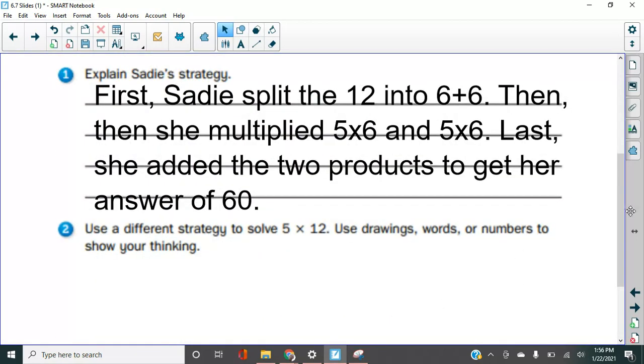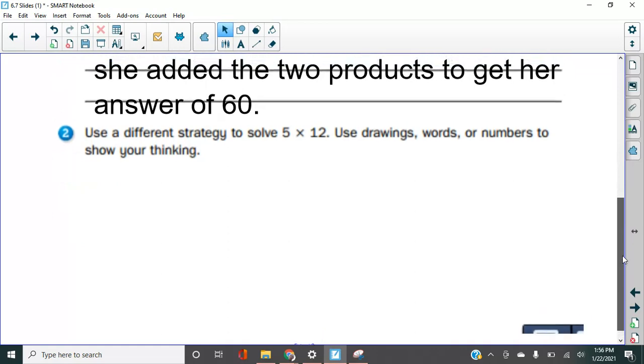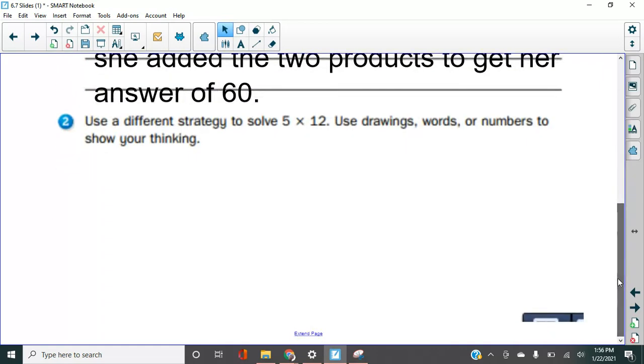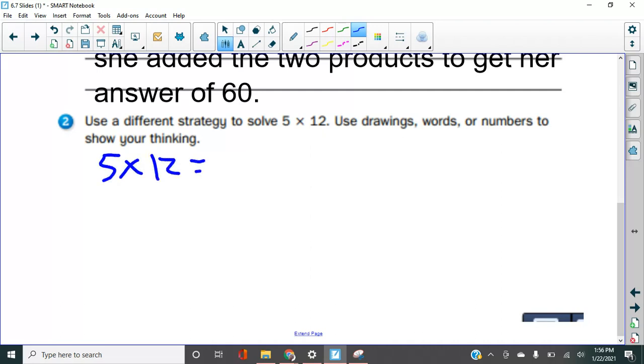Okay, so we can do something different. We're not going to split it up into 6 and 6. So 5 times 12. What do you think? How should we break up this 12? 10 and 2, right? Now, if you said 3 and 9 or 4 and 8, that'll work too. But this is really going to be nice and friendly. When I say friendly, these facts are going to be ones that I think you know pretty well.